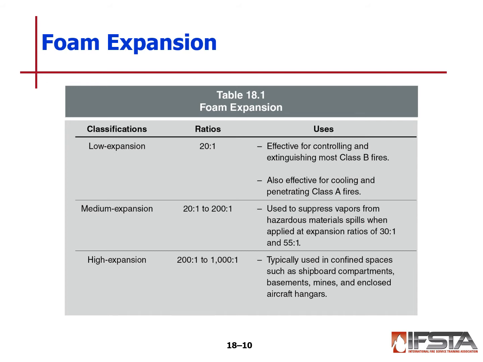Medium expansion, 20-to-1 up to 200-to-1, is used to suppress vapor from hazardous material spills when applied at expansion ratios of 30-to-1 or 55-to-1. Your higher expansion ratios are 200-to-1 to 1000-to-1. Typically, it's just used in confined spaces such as shipboard compartments, basements, mines, and enclosed aircraft hangars.